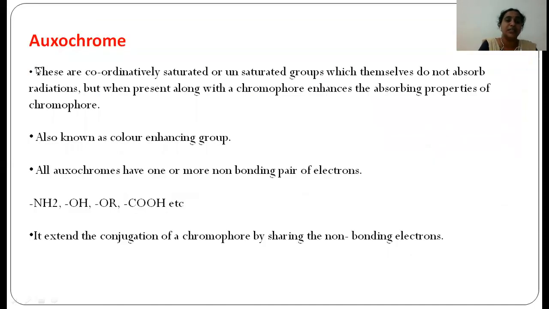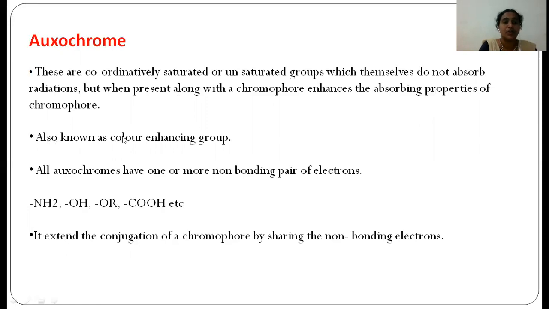The next terminology is auxochrome. An auxochrome is a saturated or unsaturated group which does not itself absorb the radiation, but when present along with a chromophore, it enhances the absorbing properties of the chromophore.